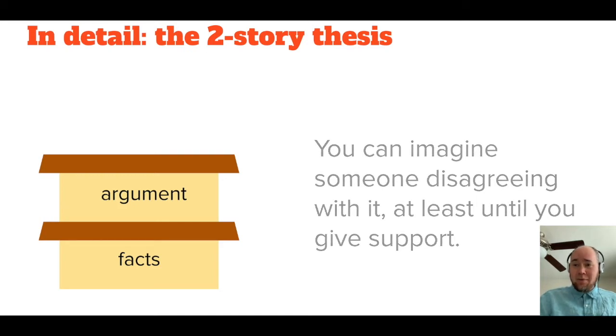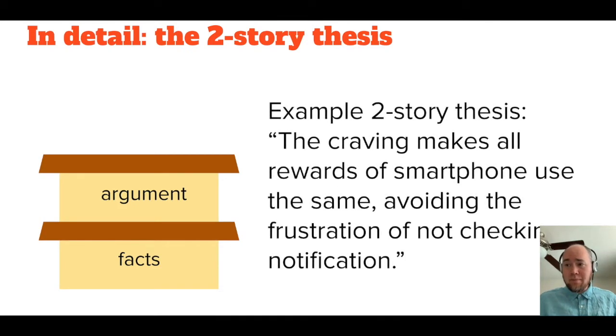Now, an example for this essay might be, the craving makes all rewards of smartphone use the same, avoiding the frustration of not checking a notification. So this answers the question, right? It gives some role of one of Duhigg's theories, in this case, craving, in smartphone use. And it makes a claim that's not obvious, right?